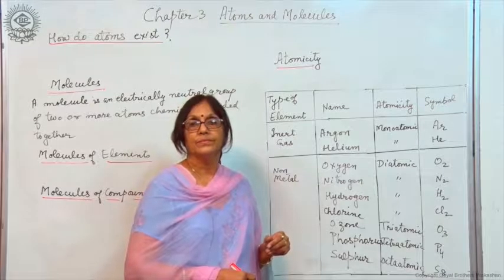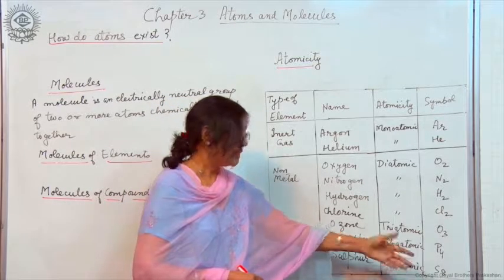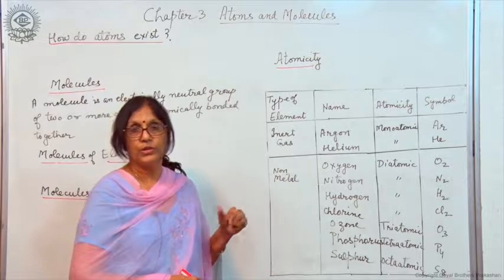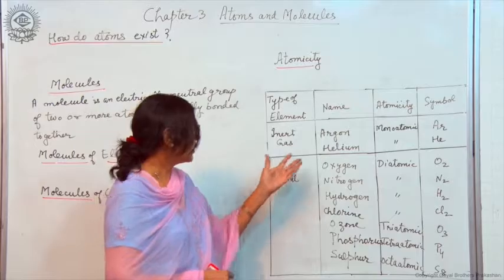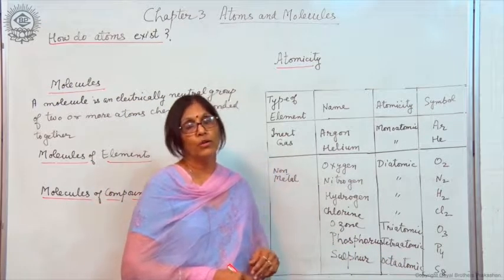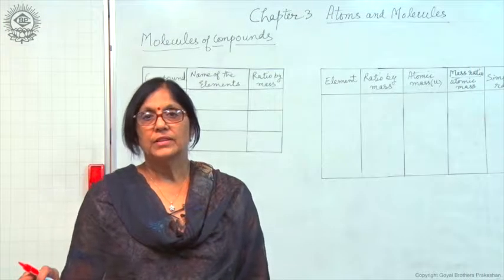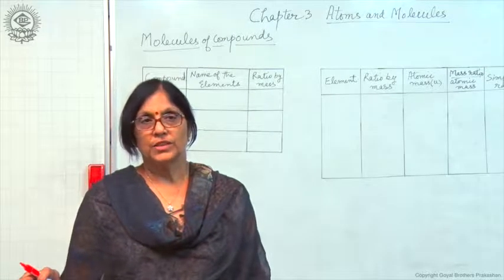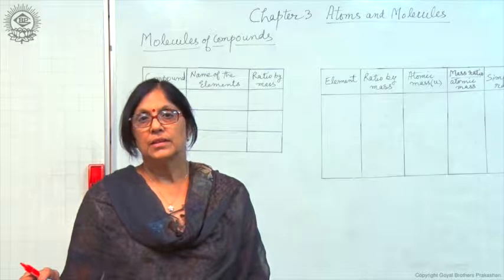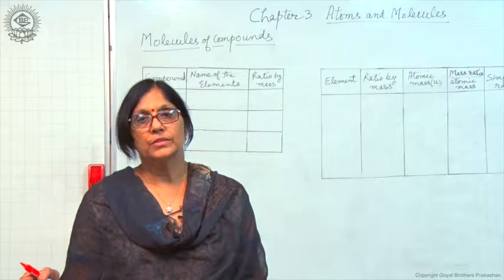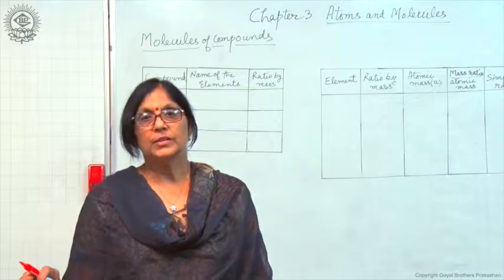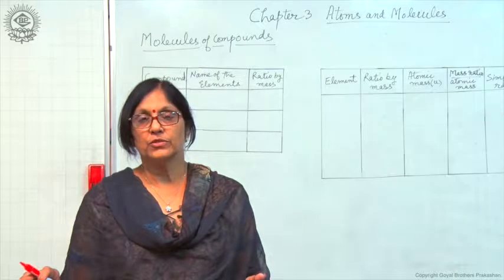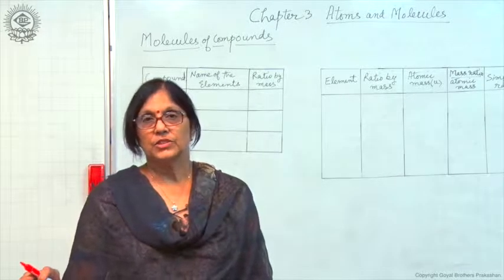Sulfur is written as S8. What does it show? That there are 8 atoms in a sulfur molecule, its atomicity is 8. So either we can call it polyatomic or octaatomic. When atoms of different elements combine together chemically, a molecule of a compound is formed. Now these atoms of different elements are bound together by strong forces of attraction, which are called bonds.